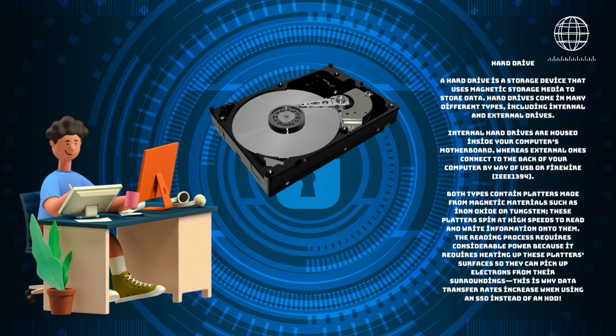Both types contain platters made from magnetic materials such as iron oxide or tungsten. These platters spin at high speeds to read and write information onto them. The reading process requires considerable power because it requires heating up these platters' surfaces so they can pick up electrons from their surroundings. This is why data transfer rates increase when using an SSD instead of an HDD.